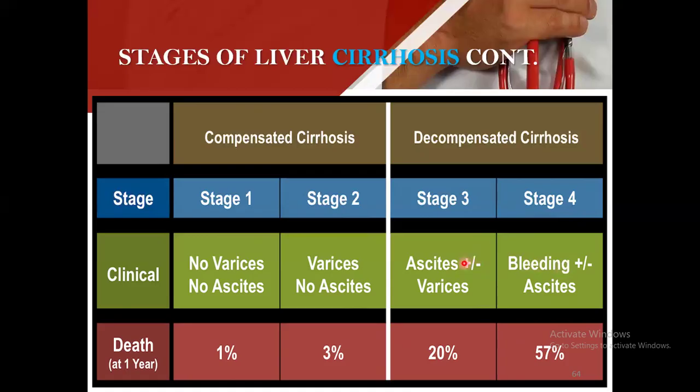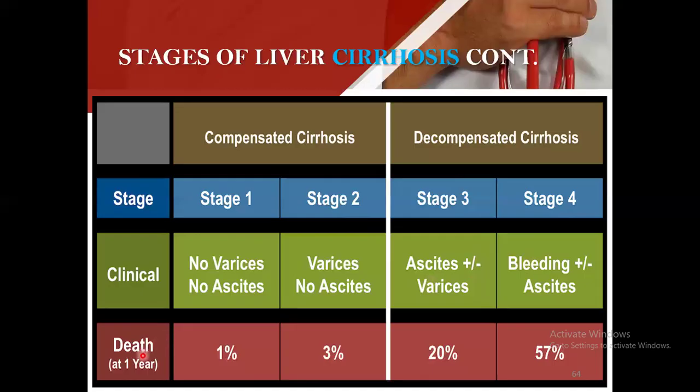But what I need you to understand is that once you see decompensated cirrhosis, know that ascites and varices are present in about 80% of cases. Yes, so they are very common in stages 3 and 4.